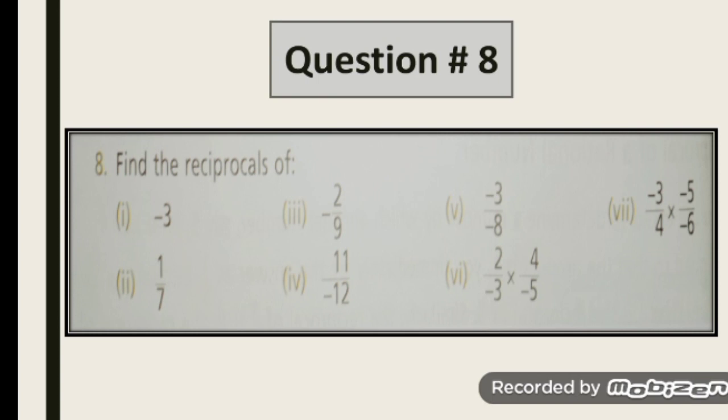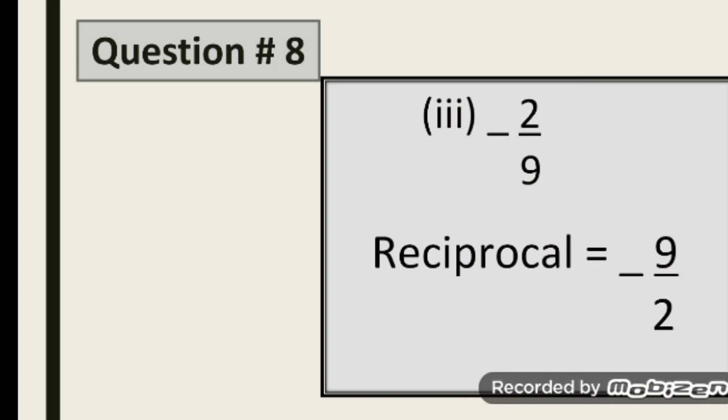Now we will solve question number 8, in which we have to find the reciprocals of all these rational numbers. Let's see the part 3 and part 6. First see the part 3. Here the rational number is -2 by 9. Its reciprocal will be -9 by 2. We will interchange numerator and denominator as I have told you earlier.